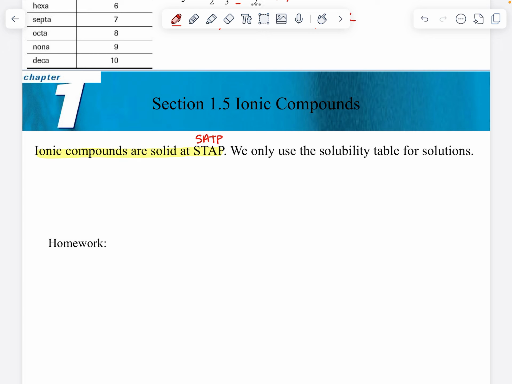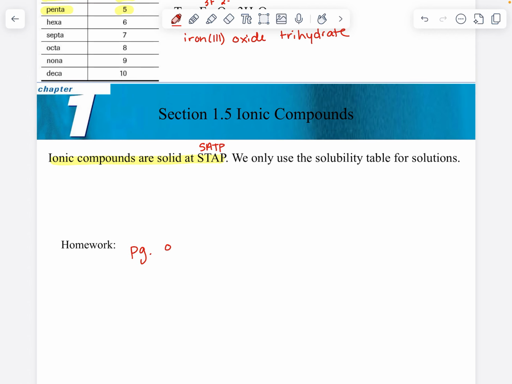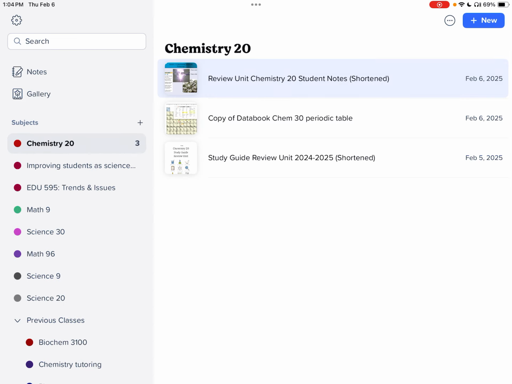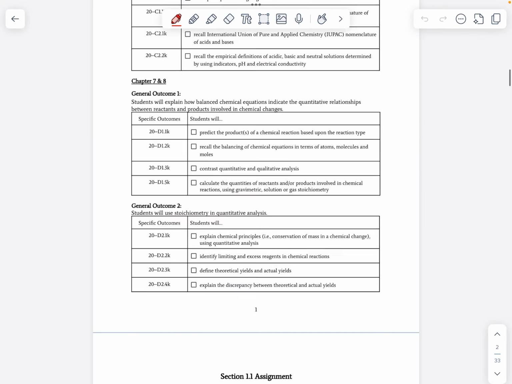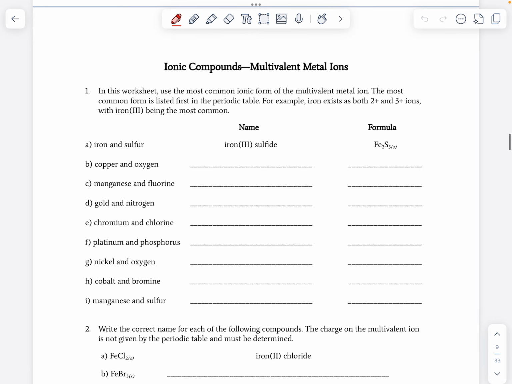And so you guys, this is a really important skill to be able to name or write formulas of ionic compounds. And so there are quite a few practice questions in your study guide. It is pages 8 to 11. And so if we look at our study guide, go to page 8. Okay, there's a page on just multivalent metals. So these have more possible charges than just one. And it's asking you to use the most common.